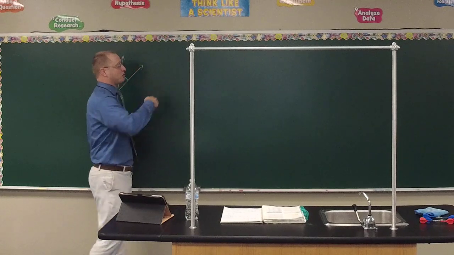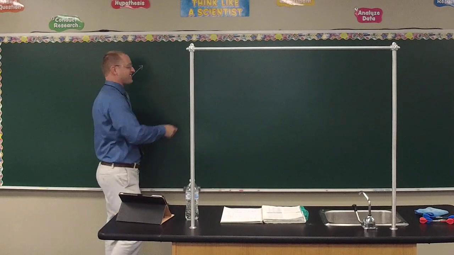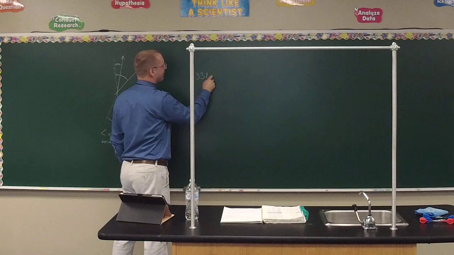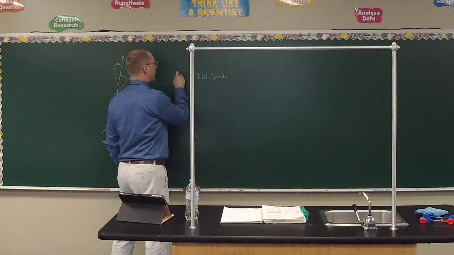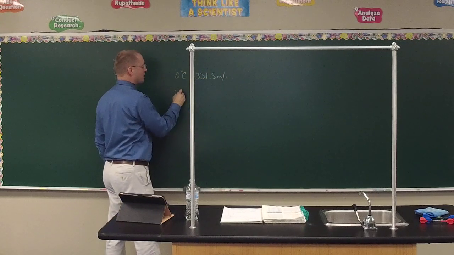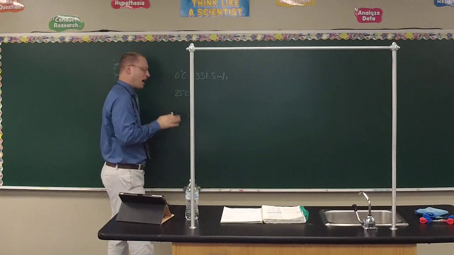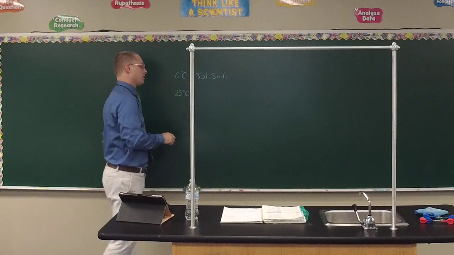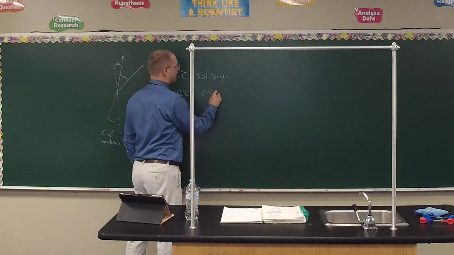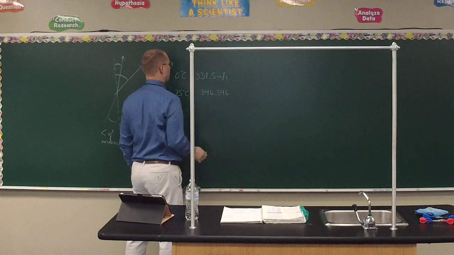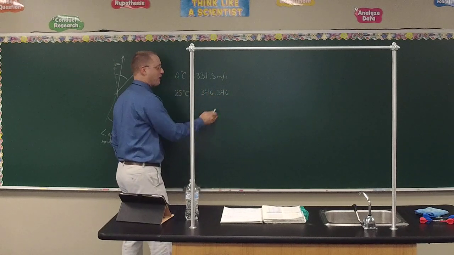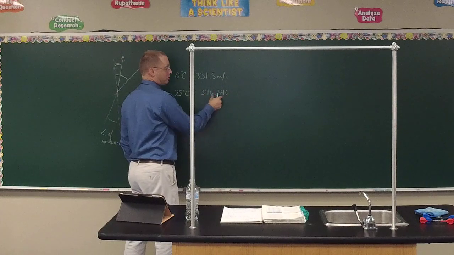How fast does sound travel through air at 0 degrees Celsius, class? 331.5 meters per second. All right. And it would be good to remember 25 degrees Celsius, because that's a commonly used number. 346. We change that to 346. If you want to be really exact, 346.346, it keeps going. That's a good approximation. It's not hard to remember because there's two of them.